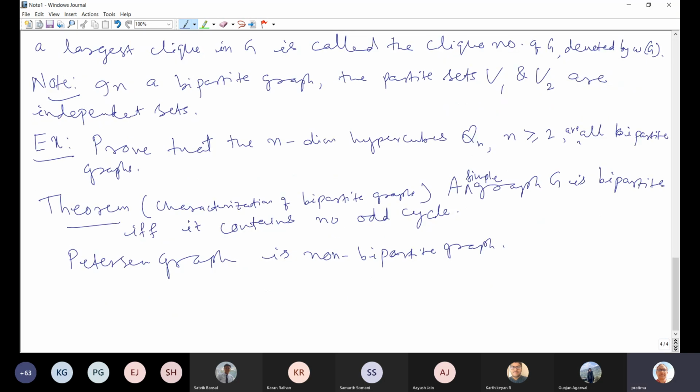Another important concept in graph theory, and in day-to-day life too, is the concept of distance. In real life, without this concept of distance, life would be very difficult, right? Similarly, in the case of a graph also, we have this concept of distance.